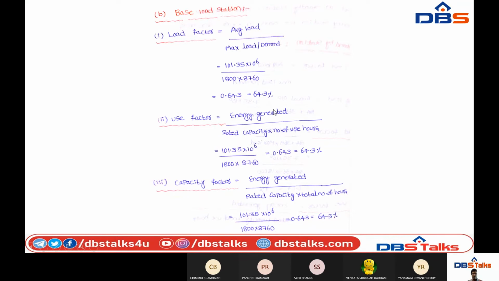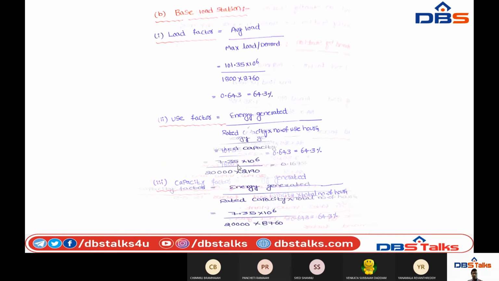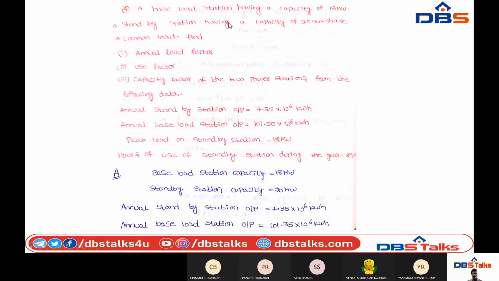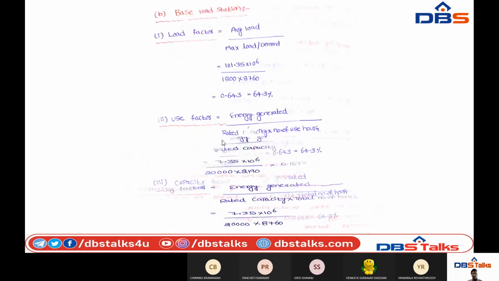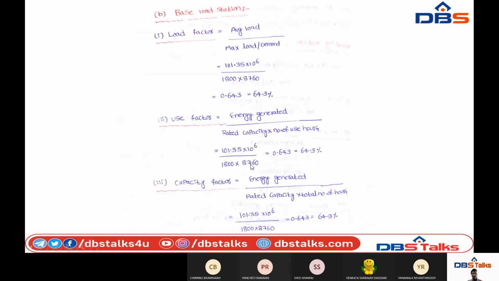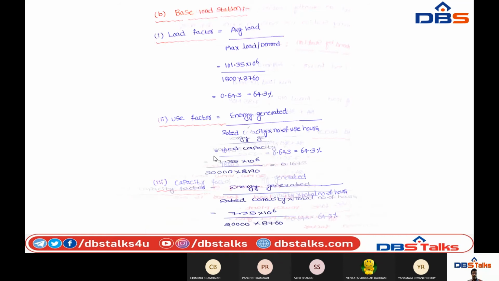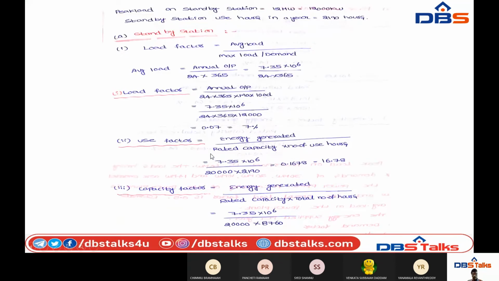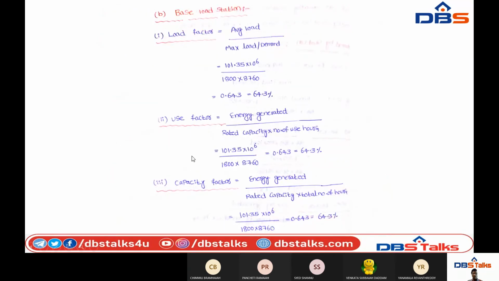For use factor, energy generated for the base load station is 101.35 × 10^6, and the rated capacity is 18 megawatt. Here I'm substituting 18 megawatt, and the number of use hours is 8760. Here also the same change, 8760. Capacity factor is similar for the base load station. I changed the value for use factor and capacity factor in the standby station, but here in the base load station I am not changing it.